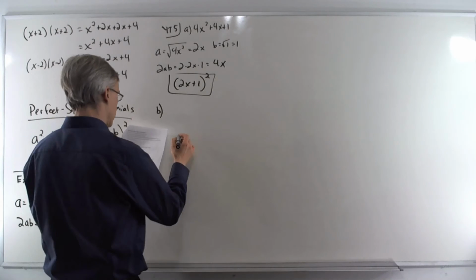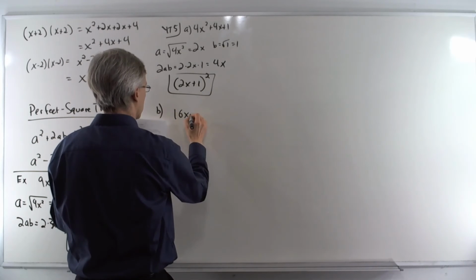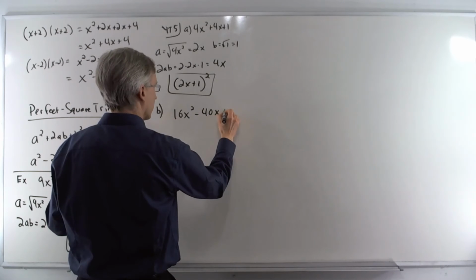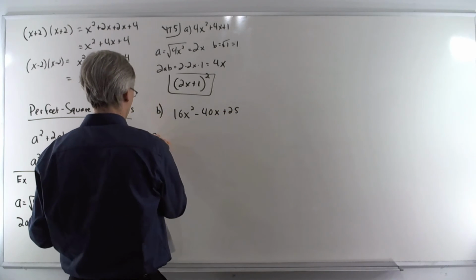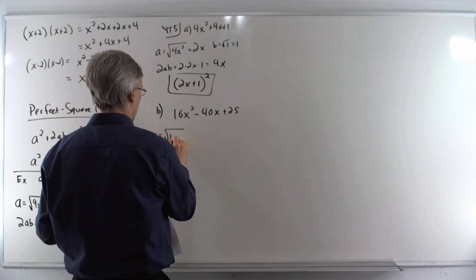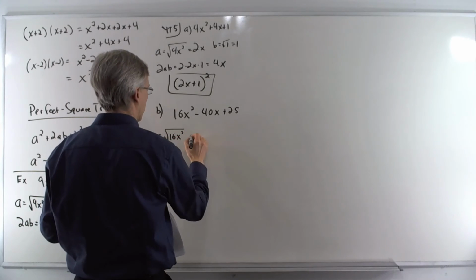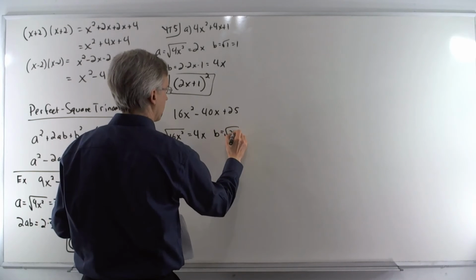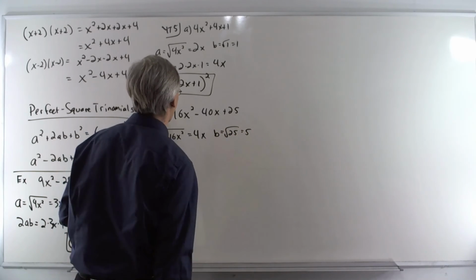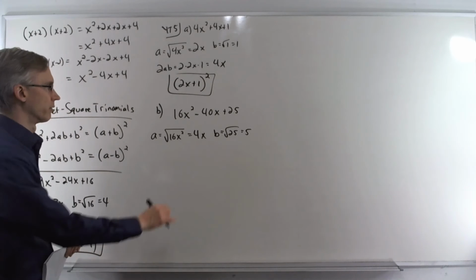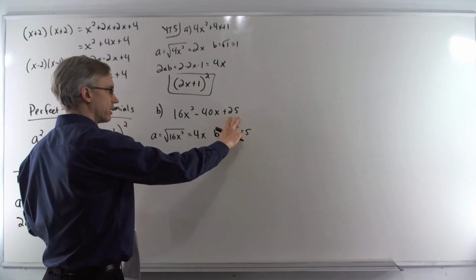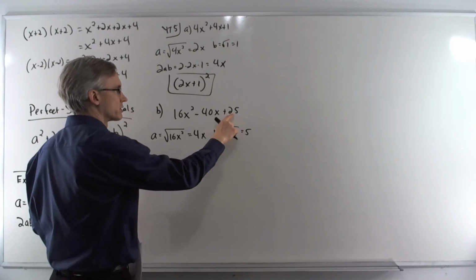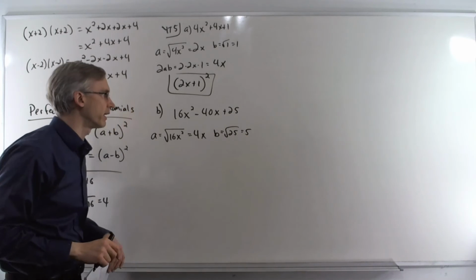B. All right, we have perfect squares here, perfect squares here. We're going to take the square root of 16x squared, get 4x for a, take the square root of 25 and get 5 for b.